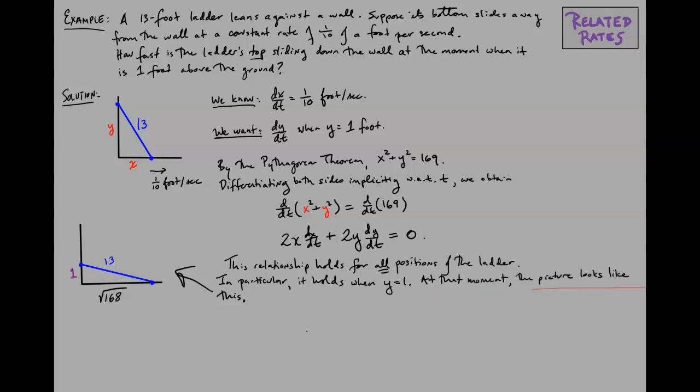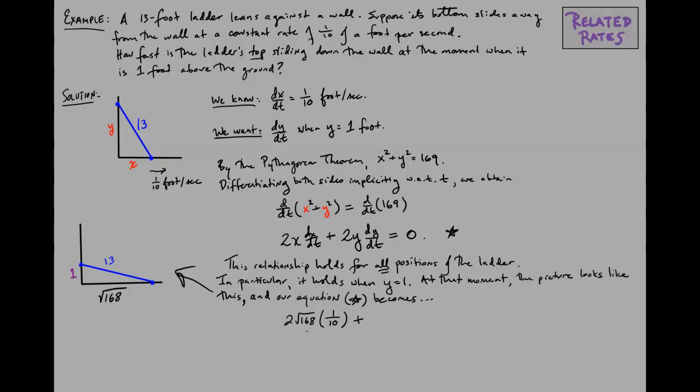So at that moment, the picture looks like this, and our equation, to refer to it, I'll give it a name. Let's call it star. So our equation star becomes, well, let's see. On the left-hand side, we have the first term, 2 times x. Well, at this particular moment, x is the square root of 168. So we're going to have 2 root 168 times dx/dt. But we know that dx/dt is 1/10 for all positions of the ladder, including this one.